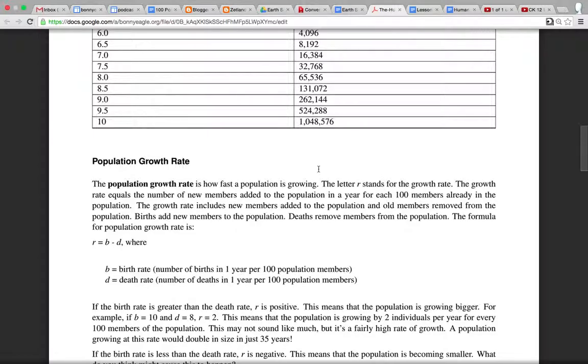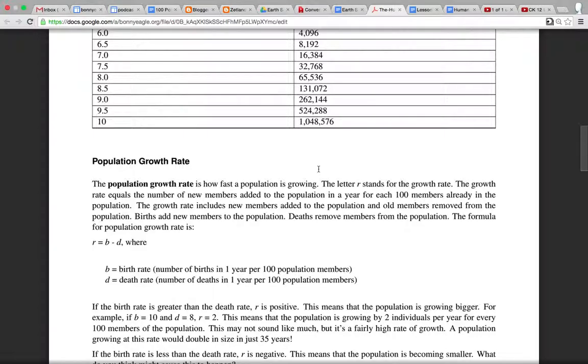Let's go on to population growth rate. Nigel? The population growth rate is how fast the population is growing. The letter R stands for the growth rate. The growth rate equals the number of new members added to the population in a year for each 100 members already in the population. The growth rate includes new members added to the population and old members removed from the population. Births add new members to the population. Deaths remove members from the population.